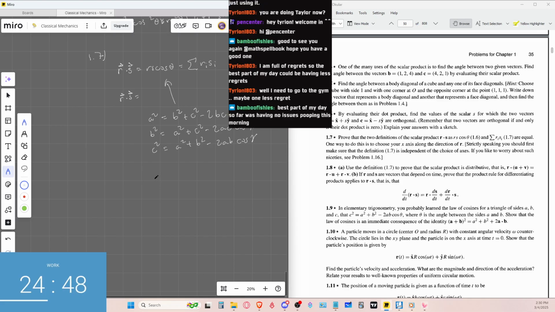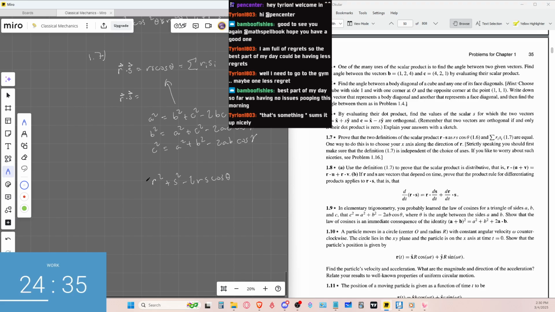Because I'm guessing that R would be here, and then the length of S is here, and then times 2 for these two, and then we'll just put theta. Now the thing is that for what it equals, that's supposed to be the actual dot product between these two. But then that's also squared here, in this case.